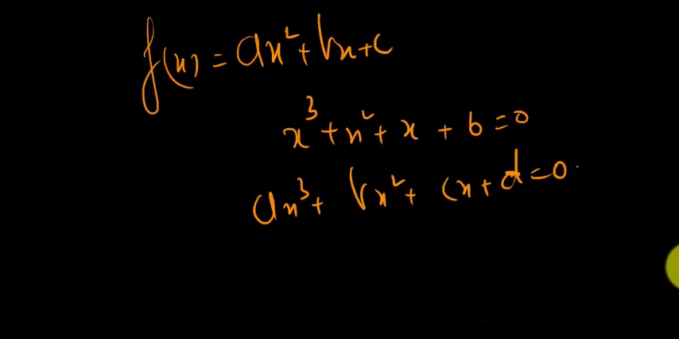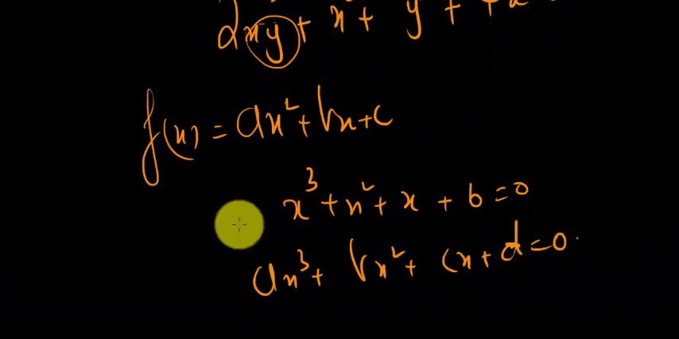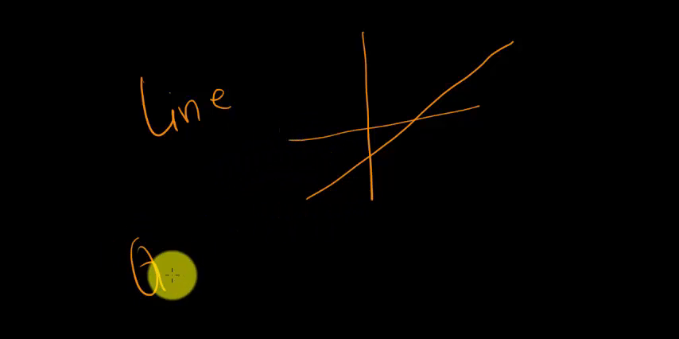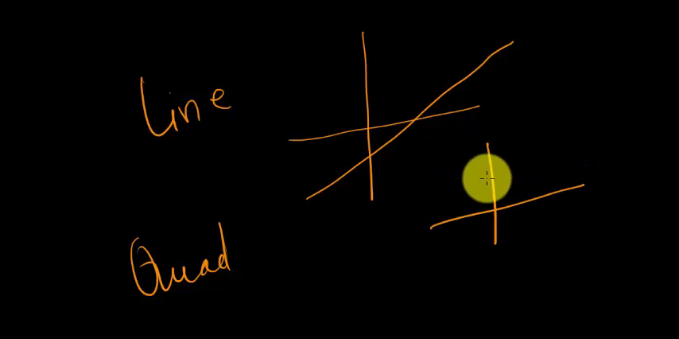A linear equation will always generate a straight line on the graph. That's something that I guess you already know. If I have a graph, something like this, a linear equation will always generate a straight line. That's why it's called a linear equation. And then a quadratic equation will always generate a parabola. Basically, the number of solutions to it will be a maximum of 2.